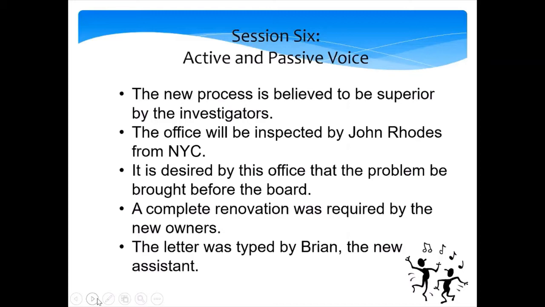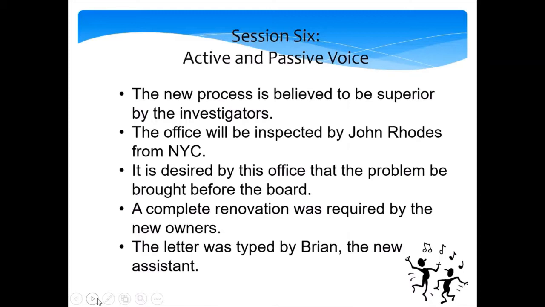All right, now let's see the first sentence. The new process is believed to be superior by the investigators. When this sentence is rewritten in active voice, you can say, the investigators think the new process is superior. Because in the original sentence also, the subject is investigators, that is the person doing the action.